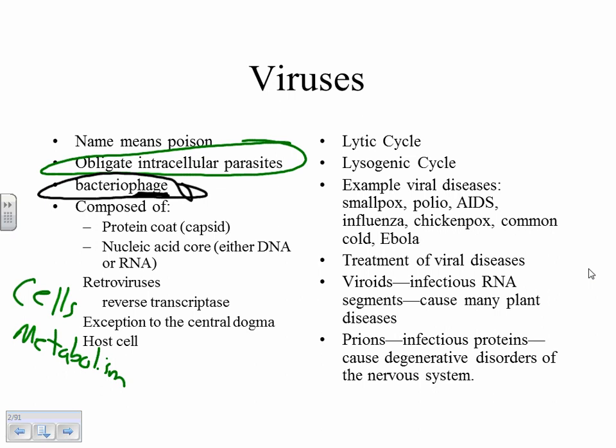I'm going to come back to this stuff here in a second. First of all, let's just go over some examples of some virus diseases. One of the most famous viral diseases is smallpox. What's maybe most famous about smallpox? Everybody's heard of smallpox before. When was the last known case of smallpox in the world?